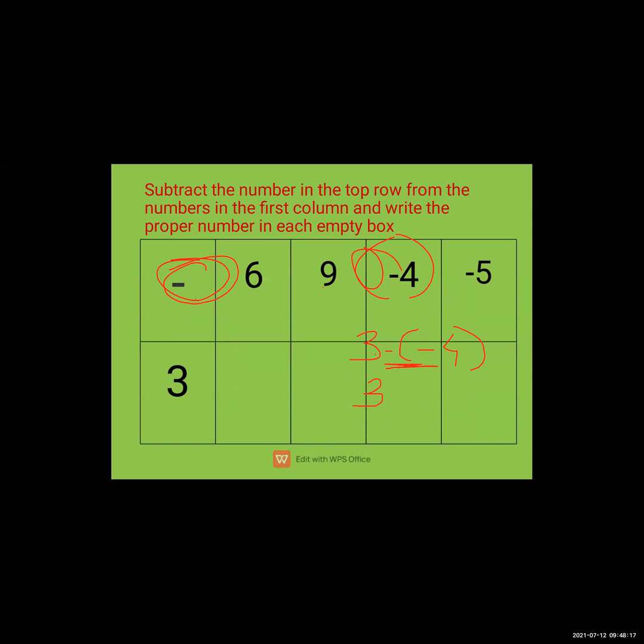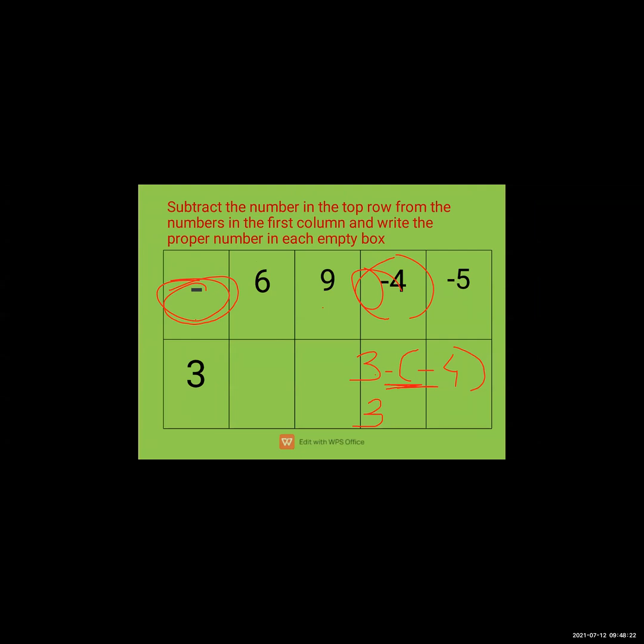So you will write here plus 4. So it will become 3 plus 4, 7. It will become a 7. Understood how I have brought the answer? Understood? 7.